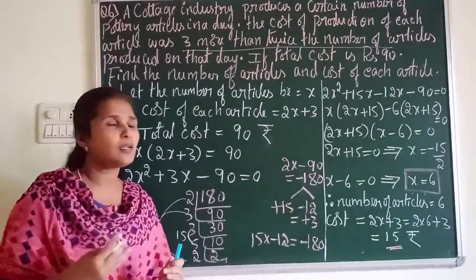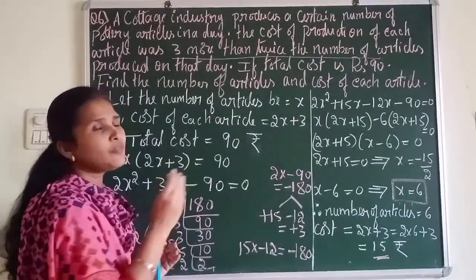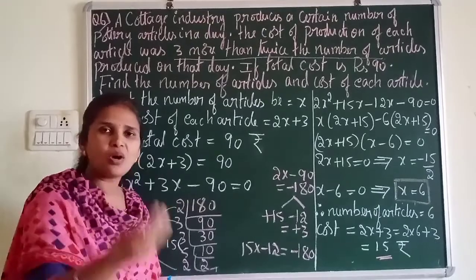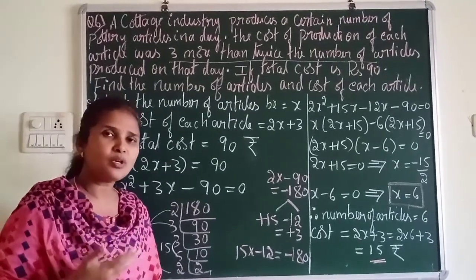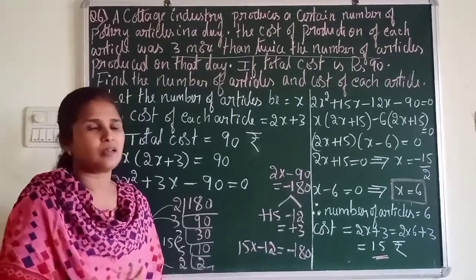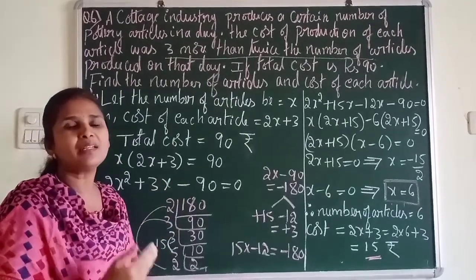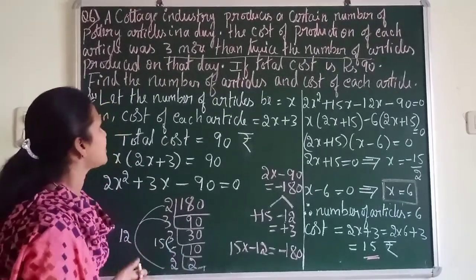Again, just recall children. See here, the cost of each depends on the number of articles. So what do you want to assume first, the cost or the number of articles? Yes, we have to assume, let the number of articles be x.